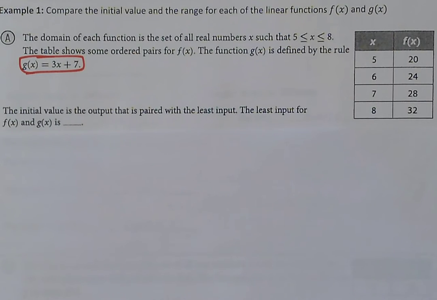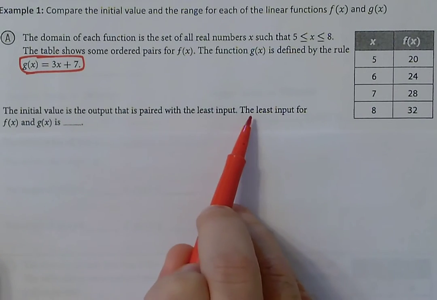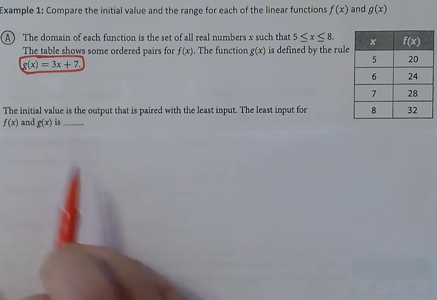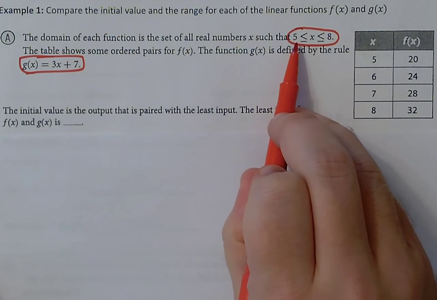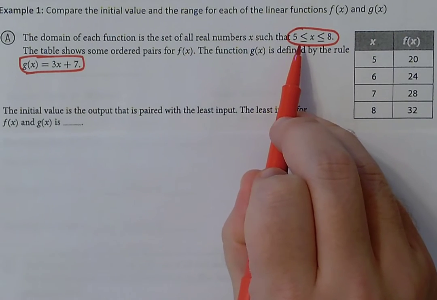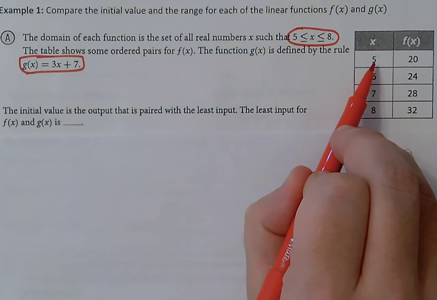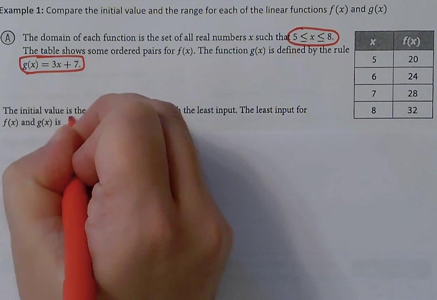So when you get to the questions that are going to have you compare an equation and a table, you're going to do the following. So the first step, the initial value is the output that is paired with the least input. The least input, or the smallest x, for f of x and g of x is, well, if we go based off of this domain here, 5 is less than or equal to x and less than or equal to 8. The smallest number is going to be your number on the left, or 5, as represented by the table. So my least input for both of these is going to be 5.